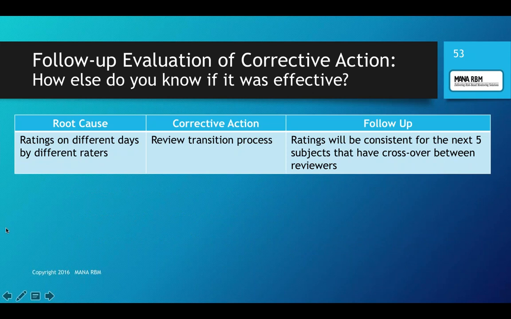So let's look at the example we have. Go back to our rating one we talked about. The ratings occur on different days by different raters. We knew that because we collected the initials of the people who did the rating. So what we did is met with the site, reviewed the transition process, and then the follow-up is that the ratings will be consistent for the next 5 subjects that have crossover between reviewers. So that is the way that we were going to follow that up. And if in fact that's correct, we're good to go. And we can document that the site has implemented the correct transition process, and we've closed the issue.